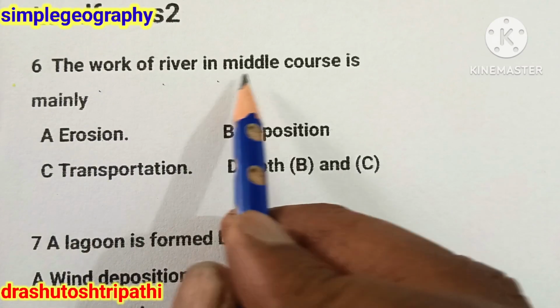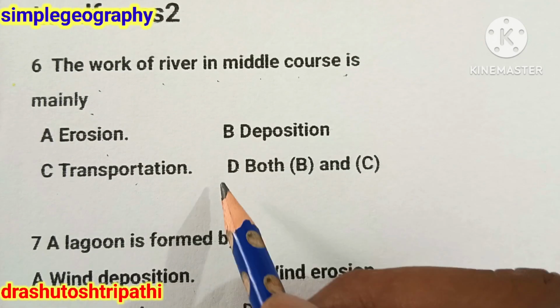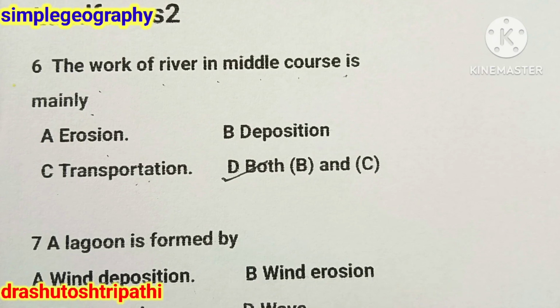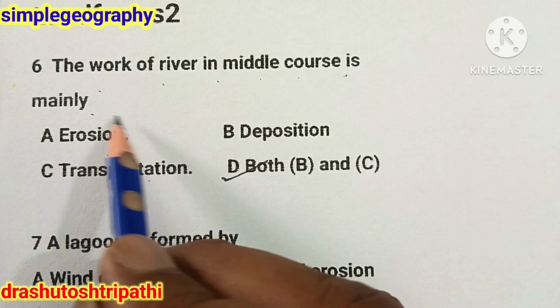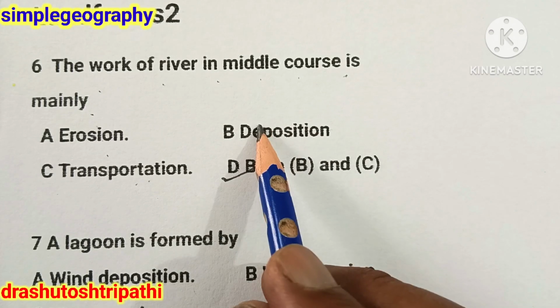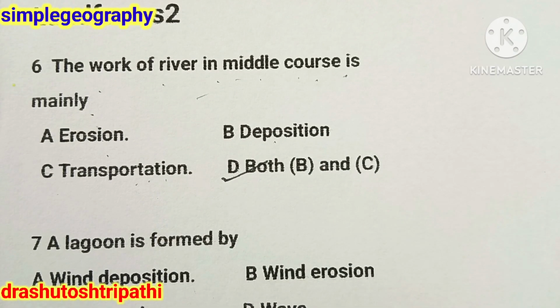The work of a river in the middle course is mainly erosion, deposition and transportation. The answer is D. Deposition and transportation both are done in the middle. In the upper course of a river, erosion is the major activity. In the lower course, deposition is the major activity, but in the middle course both deposition and transportation have to take place.